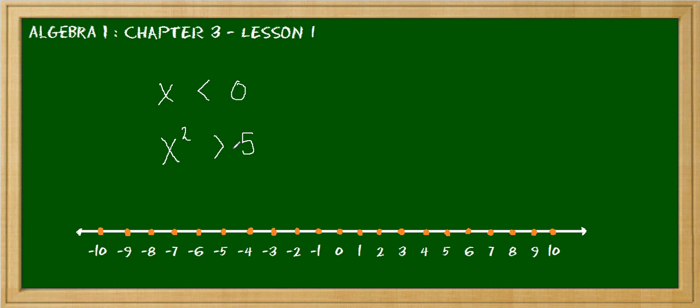Now, the sum of a certain number and 1 is less than 10. Now they're adding sum to this. Now, we know sum means adding. So we have a sum of a certain number and 1. So the sum of a certain number and 1 would look like this, x plus 1, correct? And it is less than 10. So that would be less than 10, okay?